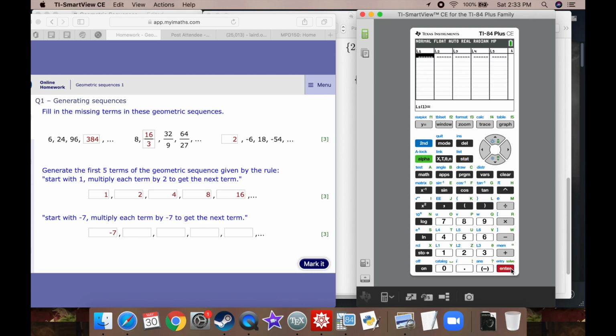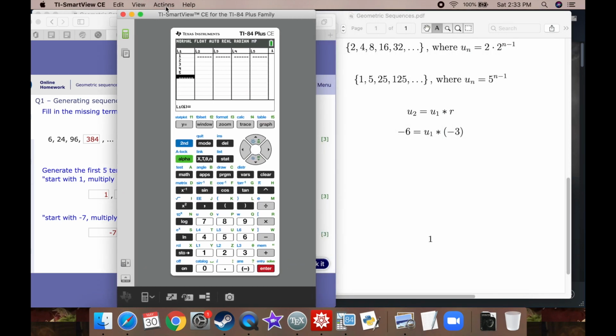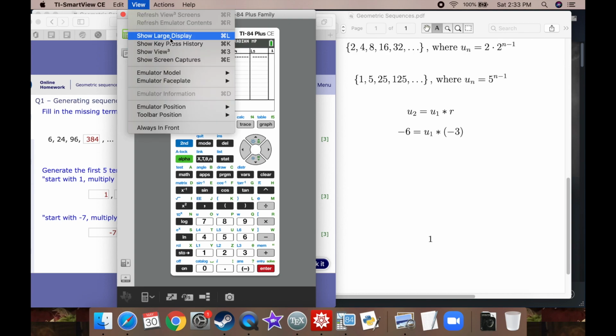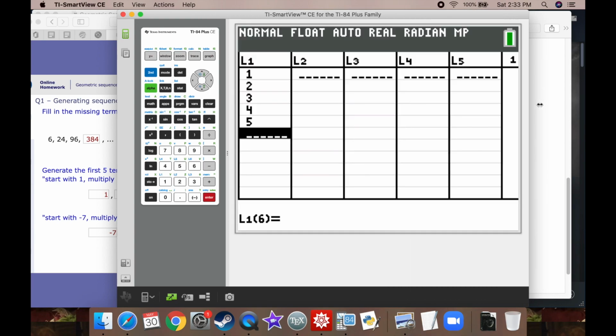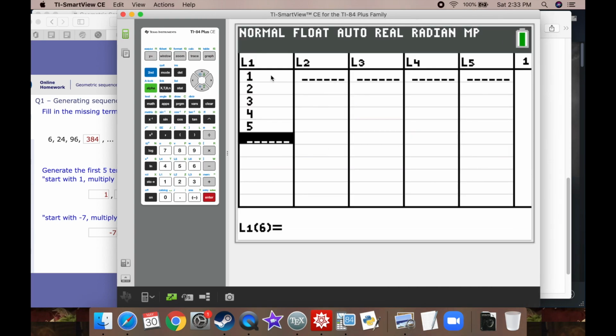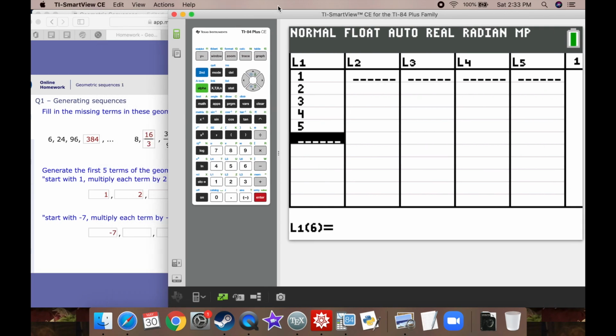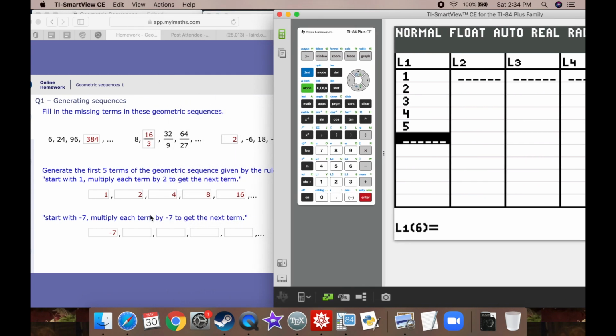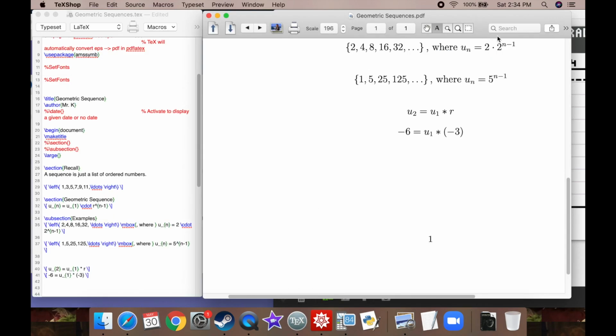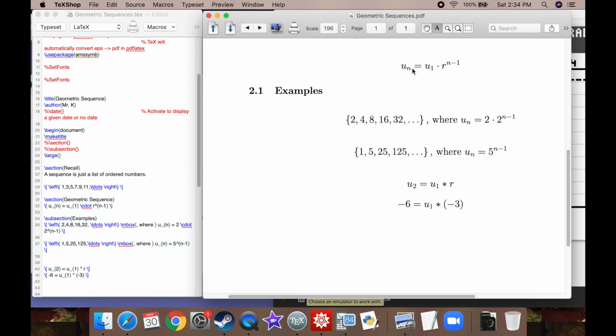Stat, edit, and I'm just going to go 1, 2, 3, 4, 5. And let's get the big view here. All right. So I did stat edit. I went to L1, 1, 2, 3, 4, 5. This is assuming, of course, that you have a TI-84 or something at your disposal. Okay, and I want to generate the first 5 terms of this geometric sequence. Well, why don't I just use my formula here? This one. This is equal to the first term times r raised to the n minus 1 power.